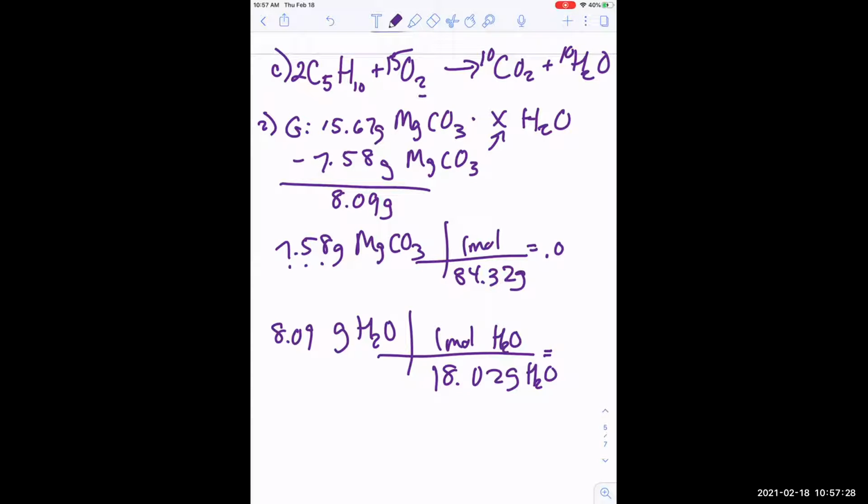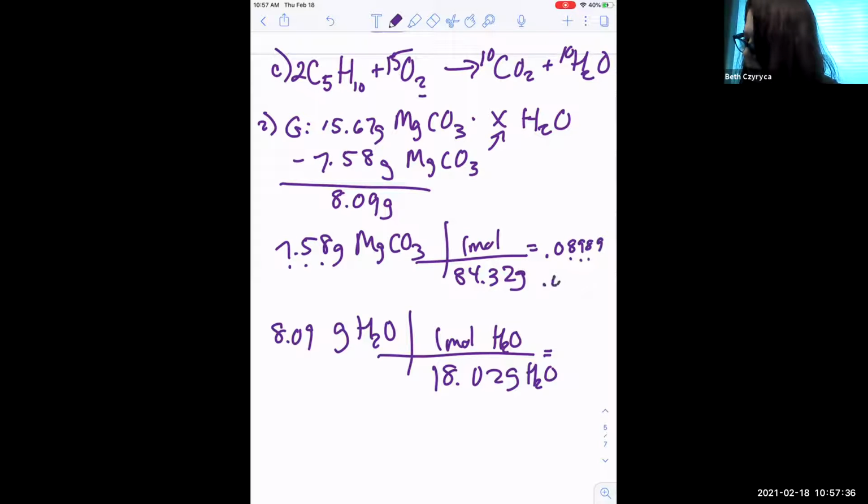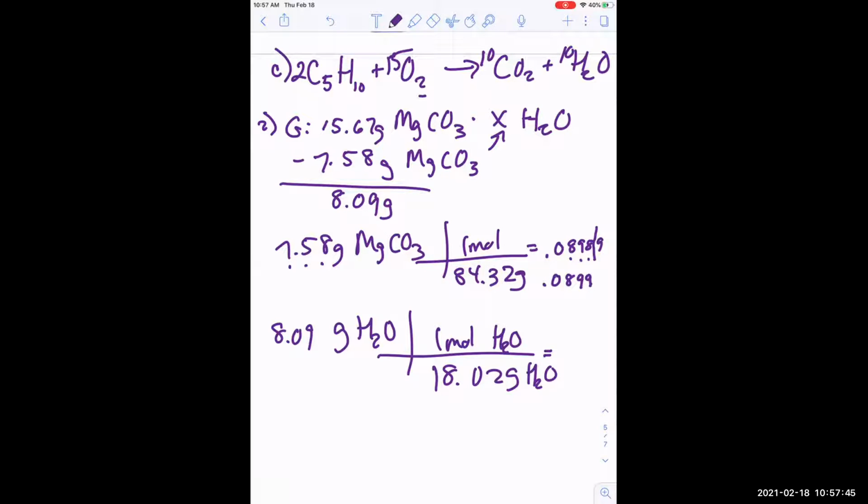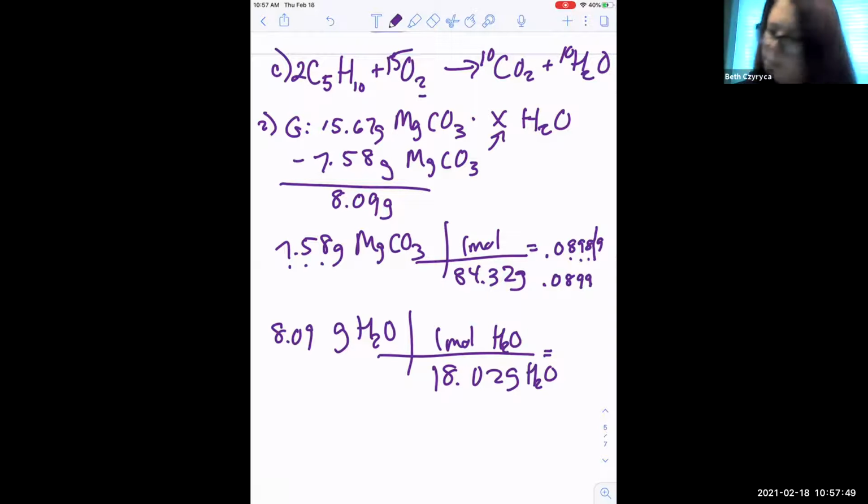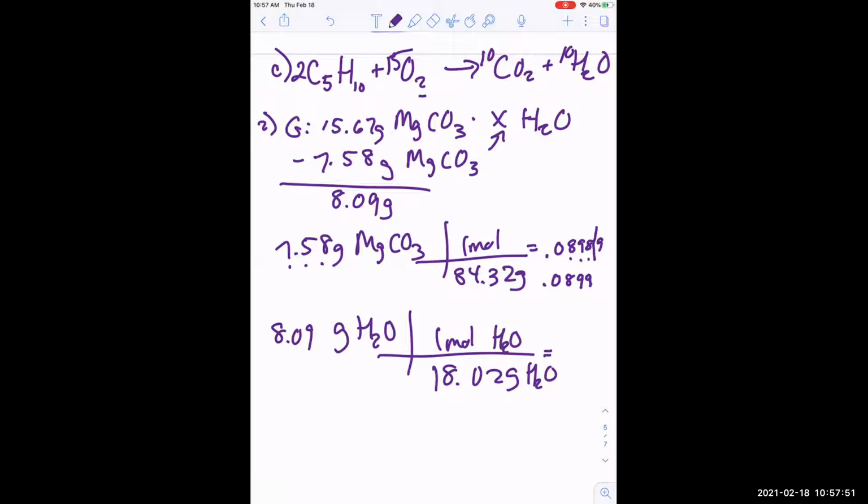Well, I got 0.08989. So 8, 9, 1, 2, 3. So 0.0899, and that's where we're going to cut it off. Okay. All right. And the bottom one, Chris, you want to do the bottom one for me? Yeah, I could do it.